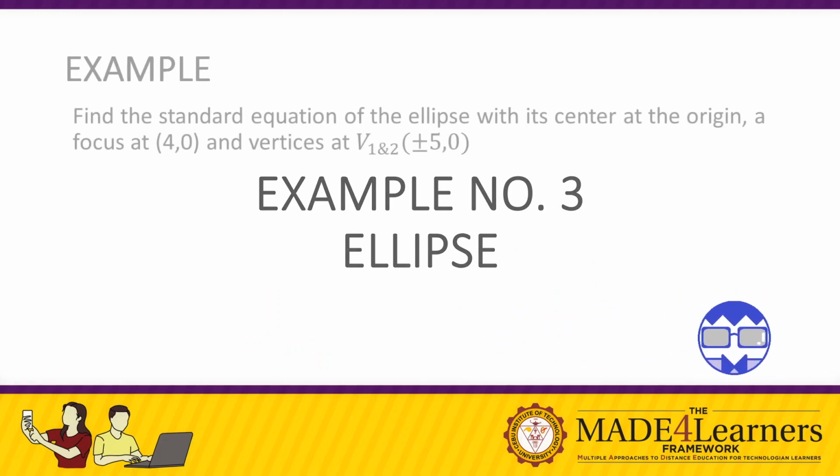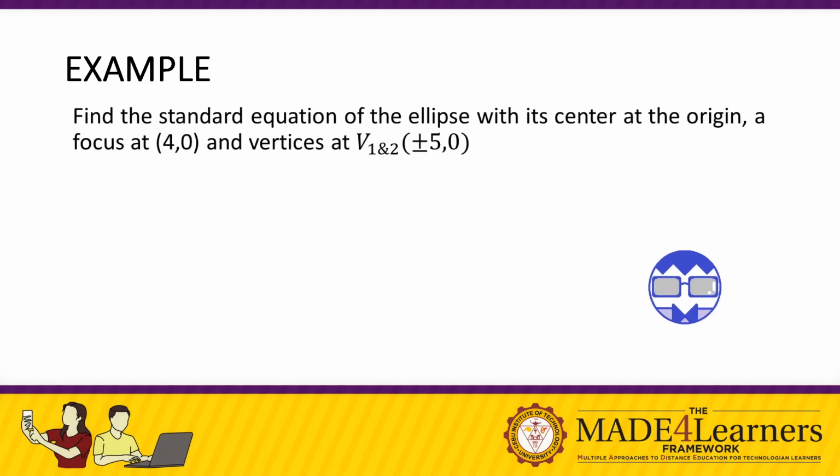So let's proceed. Example: find the standard equation of the ellipse with its center at the origin and a focus at (4, 0) and vertices at V1 (5, 0) and V2 (-5, 0). In this scenario, we are not asked to graph, but rather just find the standard equation. So let's try to look for the equation.